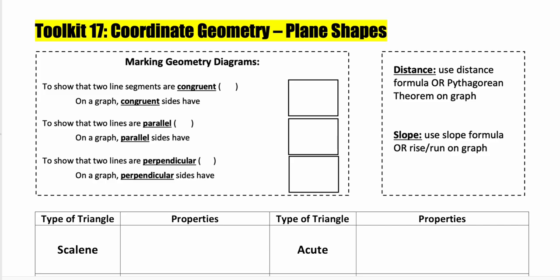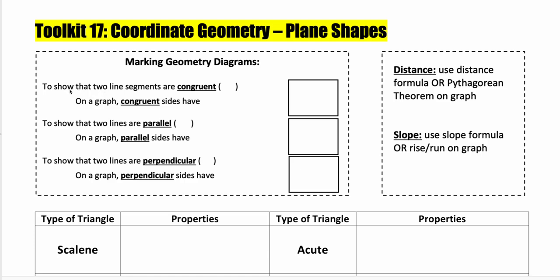This video is on coordinate geometry, plane shapes. Before we get into coordinate geometry, we have to be able to mark geometry diagrams. We have to know what the symbols mean and also what the markings mean. A couple of the things we have to utilize in coordinate geometry is congruency, lines are parallel, or lines are perpendicular. These are the three most important things to determine what type of plane shape we have based off of the properties of those shapes.